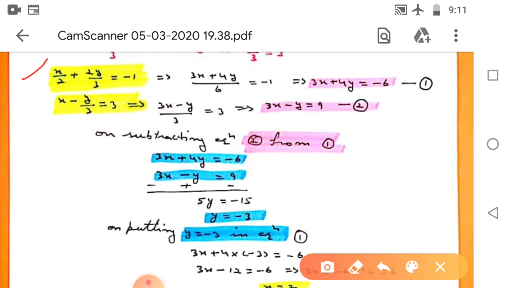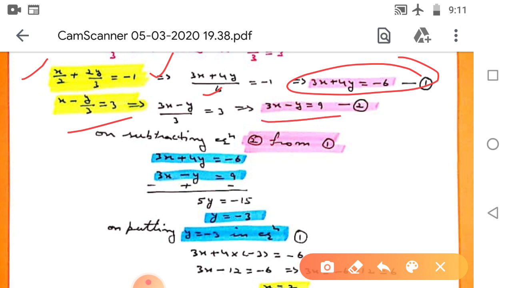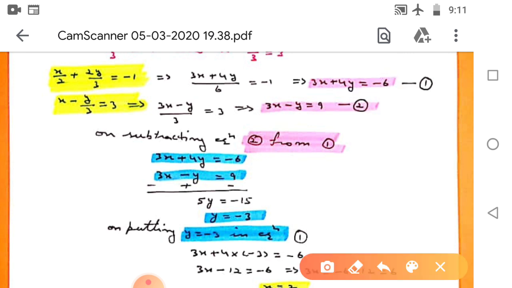The first equation is given: x by 2 plus 2y by 3 is equal to minus 1. Take the LCM, 2 times 3 is 6, and 3x plus 4y in the numerator. So finally equation 1 is 3x plus 4y is equal to minus 6. Again here take the LCM 3, the numerator is 3x minus y, and finally the equation is 3x minus y is equal to 9. So we have two equations. First is 3x plus 4y is equal to minus 6. Second is 3x minus y is equal to 9.